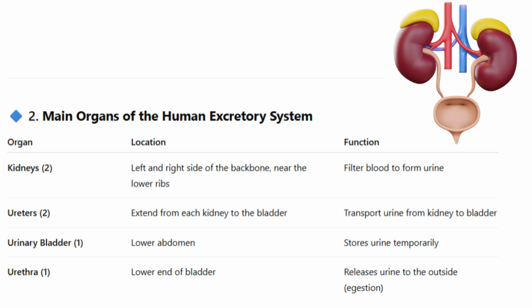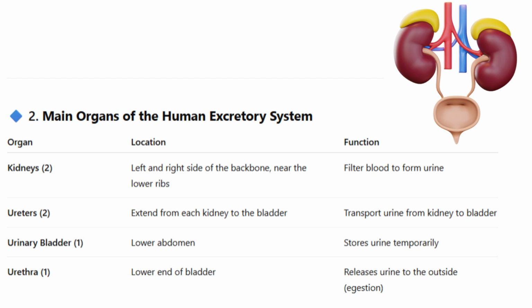Located on either side of the backbone, just below the ribs, the kidneys are bean-shaped organs that filter the blood and form urine by removing urea, toxins, and excess water. Next, connected to each kidney are the ureters, two thin tubes that transport urine from the kidneys to the urinary bladder.